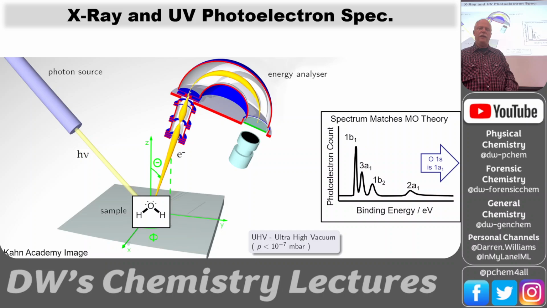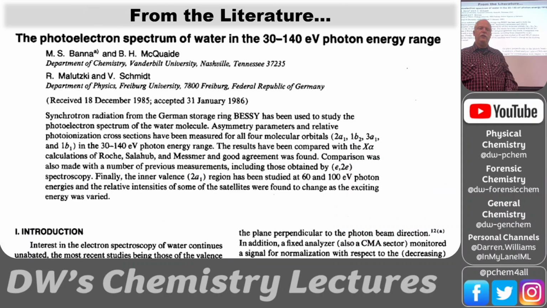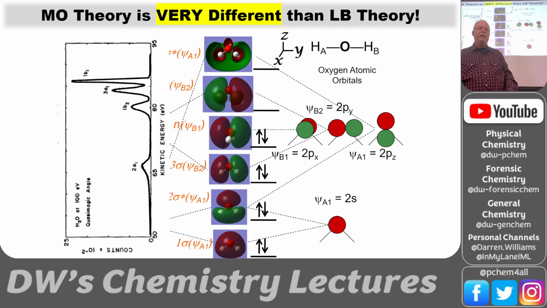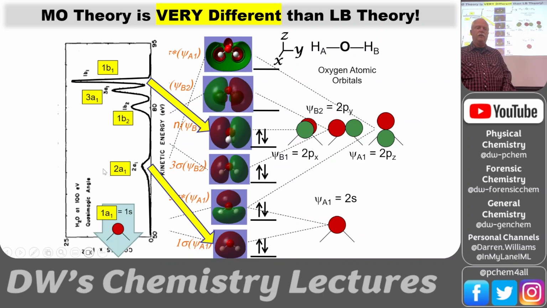And so the spectrum matches MO theory. There's a little different order than our Gaussian, but if we go to the literature and look up the photoelectron spectrum of water, this is what we get. We get this spectrum with 4 peaks instead of the 2 peaks that we predicted with local bond theory. So this is them. The middle 2 are swapped, but that's okay.